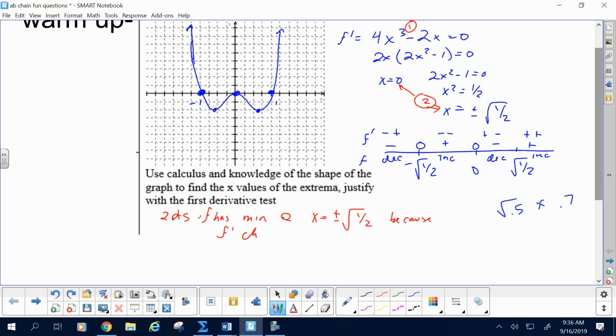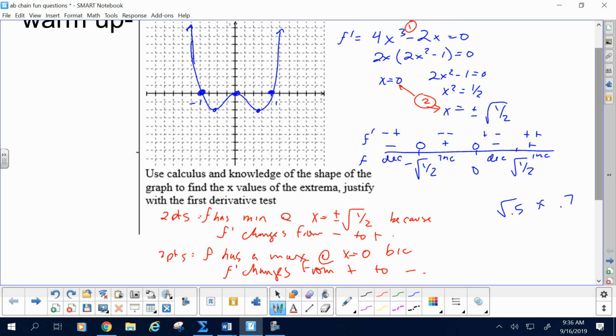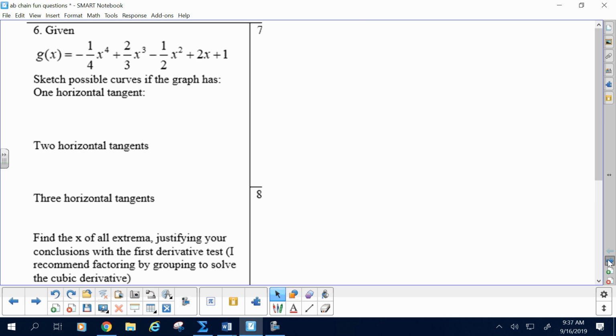f prime changes from negative to positive. Okay? Okie dokie. 2 points for the maximum conclusion. F has a max at x equals 0 because f prime changes, so it goes, if you like, from positive to negative. How'd you do? Success? Okay? If not, then you have another chance at redemption. Number 6.